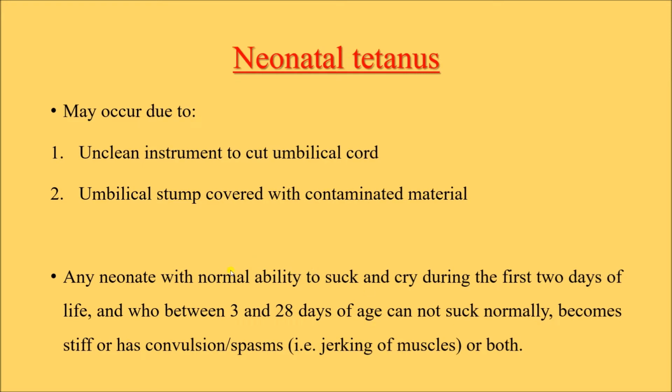So what does it say? It says the neonate, or the newborn, had the normal ability to suck. That means he was being breastfed and he was crying normally on the first 2 days of his life. Then maybe on day 3 onwards he had some problem. He cannot suck normally and he becomes stiff and has convulsions or spasms or both. So this is a feature of neonatal tetanus.